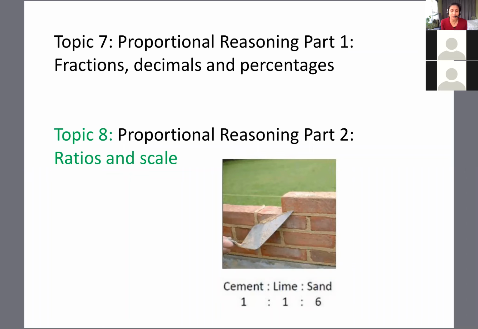So we could have cup measures, 1 cup of cement, 1 cup of lime, 6 cups of sand, or we could have wheelbarrows worth, 1 wheelbarrow of cement, 1 wheelbarrow of lime, 6 wheelbarrows of sand. So long as we keep our part size the same, we'll end up with those quantities in the same proportions. So ratios give us another way, alongside fractions, decimals, and percentages, of talking about proportions.